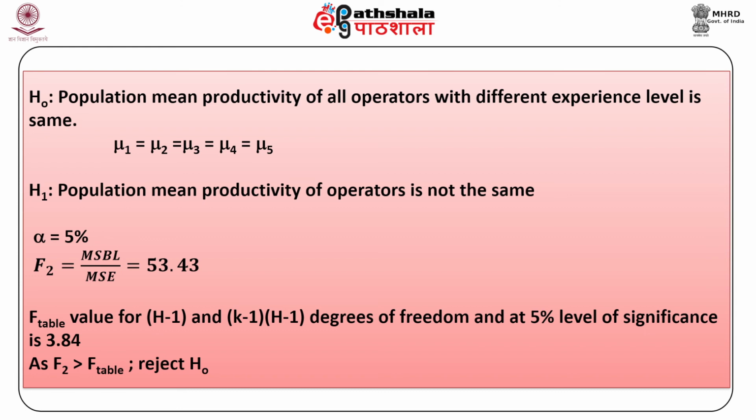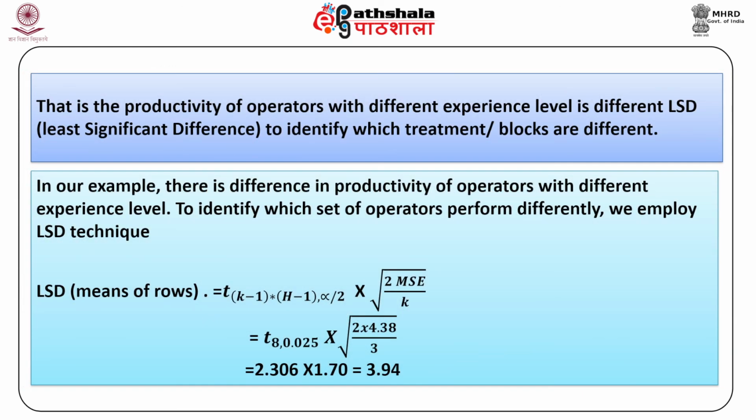Again, if you look at the tabulated value for h minus 1 and (k minus 1) into (h minus 1) degrees of freedom, at 5% level of significance, you find it comes out to be 3.84. Now we may see that since the calculated value is greater than the tabulated value, we reject the null hypothesis, which means that there is a significant difference in the operator's mean productivity. Now, this is what we are saying: the productivity of operators with different experience level is different.